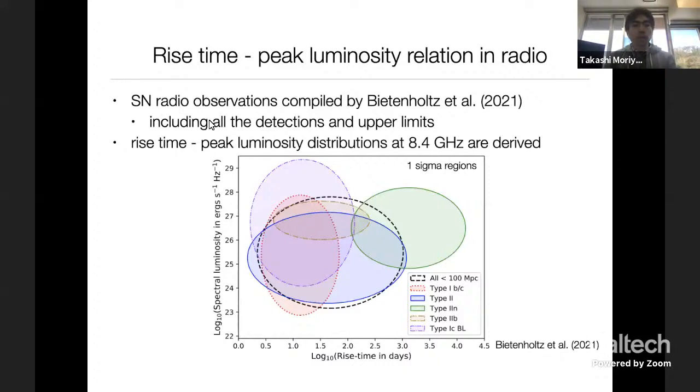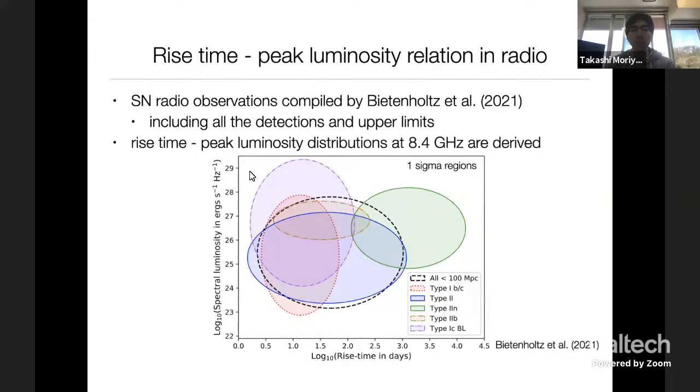What was very nice recently: of course, there have been many radio observations, but many were mostly upper limits, non-detections, which were just sent to ATELs and so on, not much published. But recently, this work compiled all the detections and the upper limits publicly available, and estimated the distribution of the rise time and the peak luminosity of supernovae in radio.